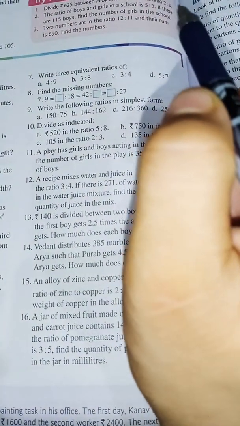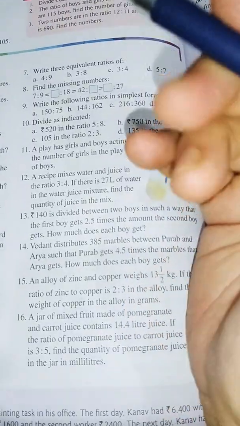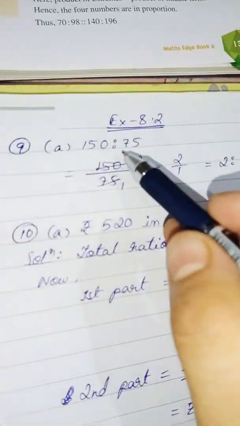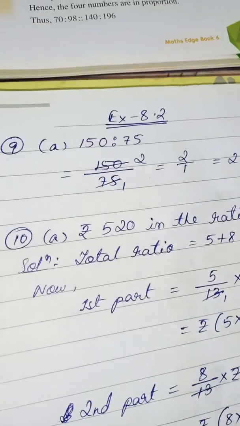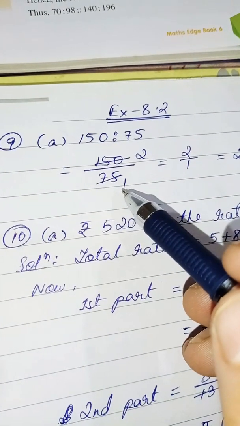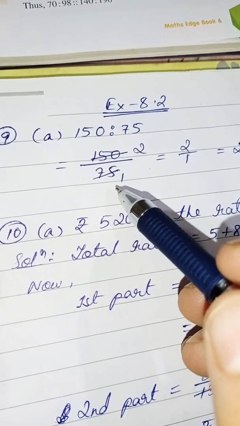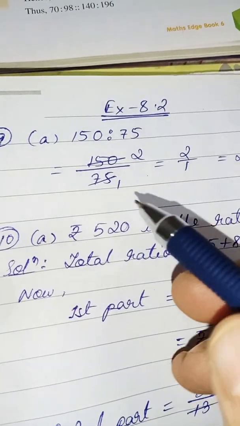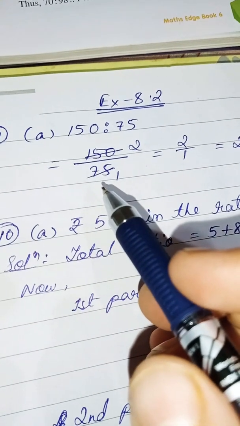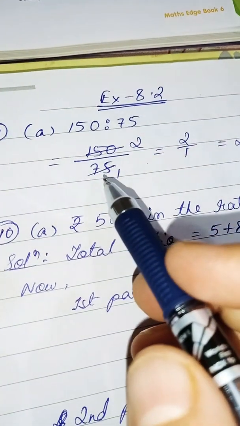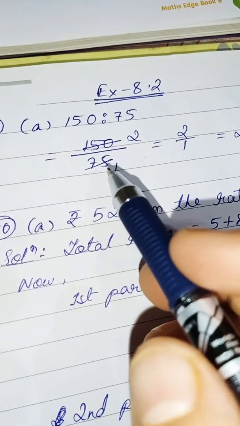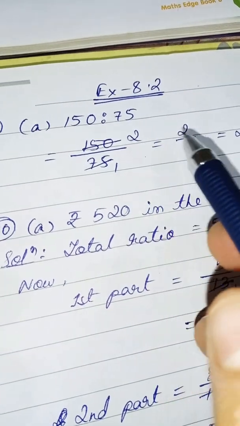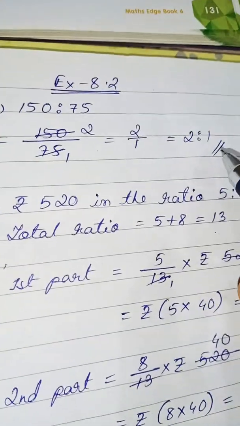So you know how to write the simplest form of a fraction, the same way you will do this. I have done one sum from here, 150 is to 75, which can be written as 150 by 75. What we have done in fractions, we have gone for cancellation and done the simplest form. Similarly, we will do it here also. I have done it directly by 75. If you cannot do it directly, you can start with 5 also. So 75 1 is 75 and 75 2 is 150, so that you get 2 by 1, which is equal to 2 is to 1.